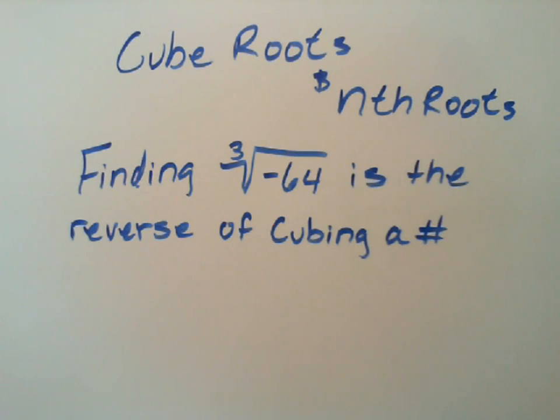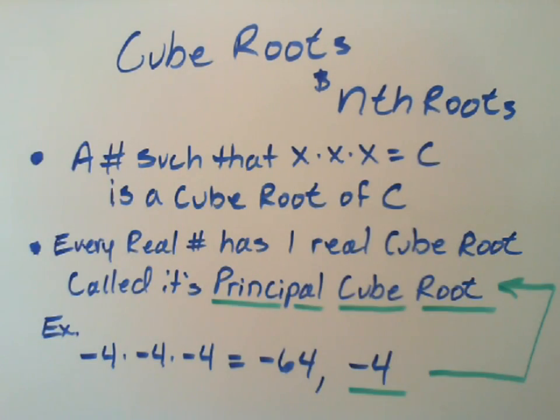Finding the cube root of a number is the reverse of cubing a number. So for example, look at the equation at the bottom. When we cube -4, we get -64. But if we take the cube root of -64, we get the reverse. Our answer would be -4.